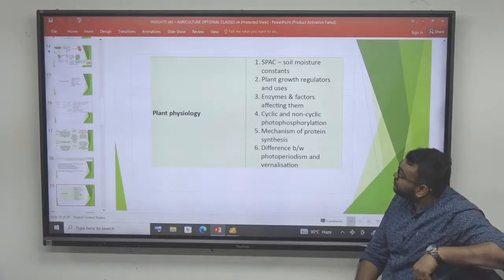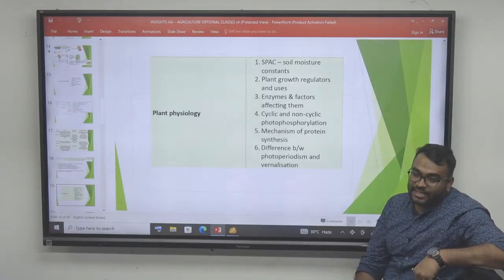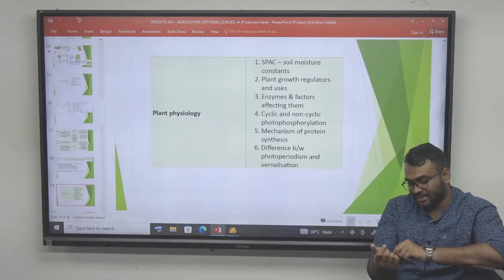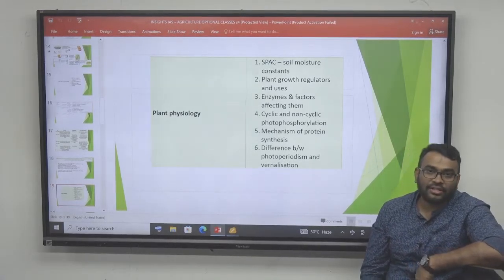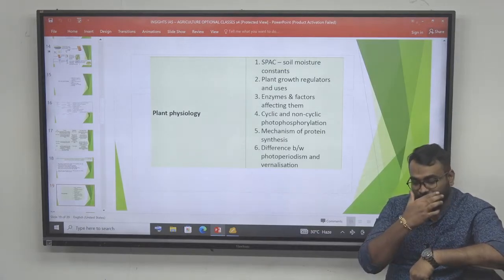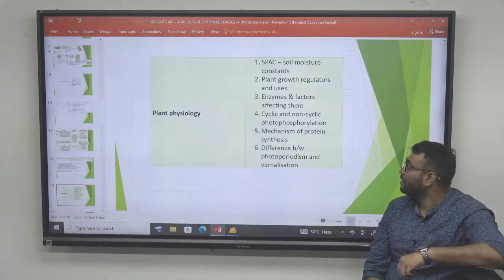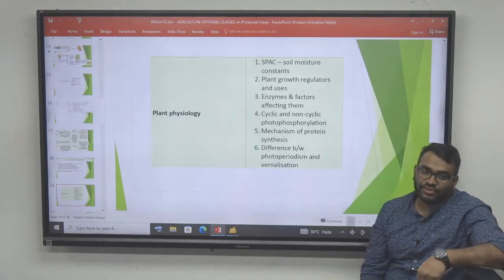Okay. So that is for PGR. Next one is enzymes, and enzymes are going to be very important. Last time they had asked the enzyme lock and key model, right? But here, enzymes plus factors affecting them could be one of the potential questions for 10 marks. Clear?